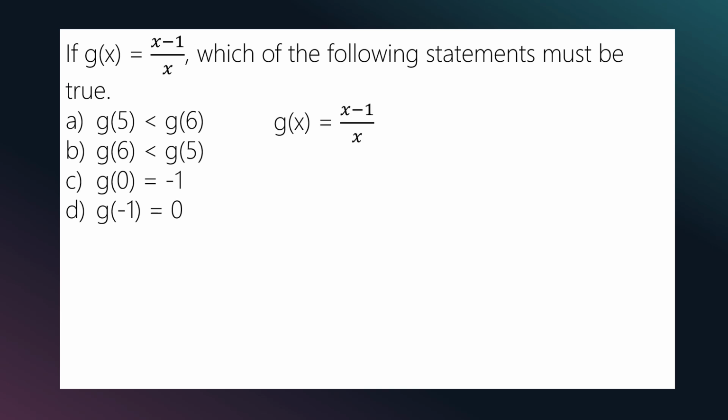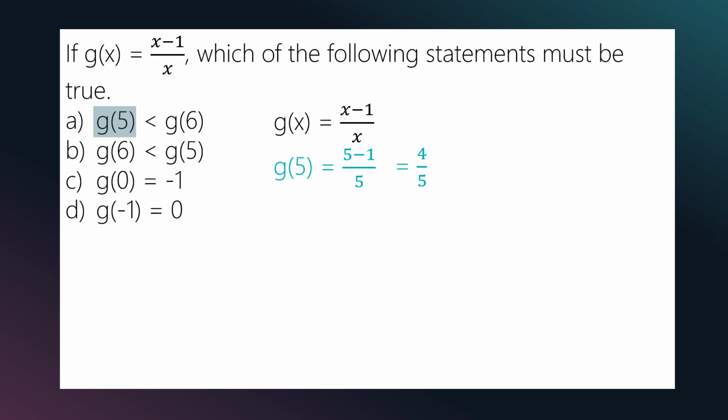I know that g of x is supposed to be (x minus 1) over x. The name is g, the input is x, my output is (x minus 1) over x. Well, let's just change some of my inputs. Let's look at answer choice A. What if I want to try g of 5?